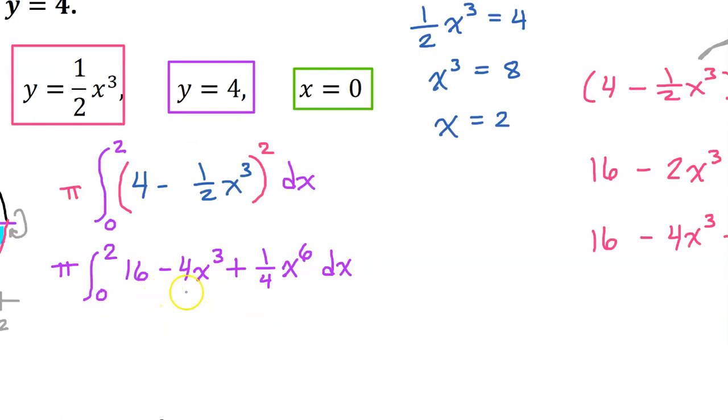Let's integrate term by term. I'm going to leave the pi out in the front of parentheses, and then the antiderivative of 16 is 16x. Moving on to the x to the third power, I'm going to increase the power by 1, dividing by the new exponent. 4 divided by 4 is 1, so they cancel each other out. Moving on to the third term, I see that x to the sixth power will become x to the seventh power. When you divide 1/4 by 7, you get 1 over 28. So I'm going to have plus 1 over 28.